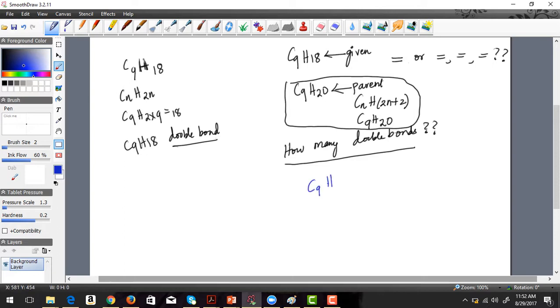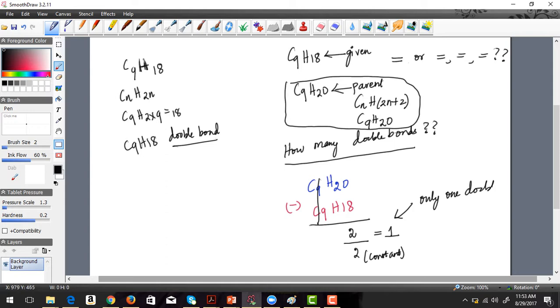Now I'm going to get a different color so I can do this math right. You put the parent at the top, and you write the given compound below and subtract. The carbons cancel out because they're the same number, whereas for hydrogens, 20 minus 18 is 2, and you always divide by 2. This is a constant. You always divide by 2. Always. So that is 1. That means the compound contains only one double bond.